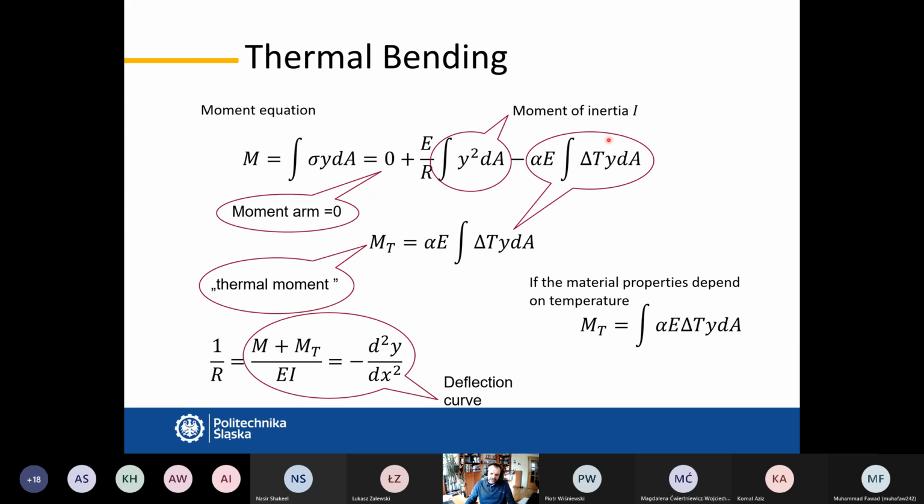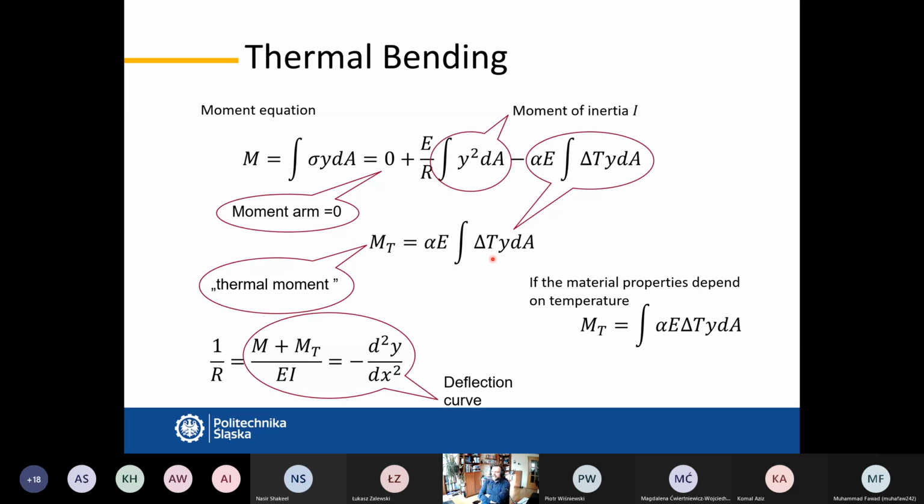The last factor here can again be named the thermal moment, the moment which occurs in the material due to the temperature distribution. So the moment that bends the beam. So MT is alpha E integral of delta T y dA. This is written for the case where the material data are independent of temperature. If they depend on temperature, unfortunately they have to be integrated.